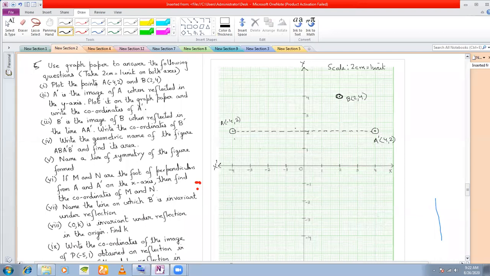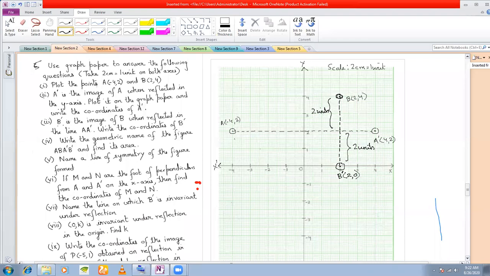So on this dotted line, what we do here is we drop a perpendicular from here and measure this distance. This distance is how much? 2 units. And from here also, you extend this line such that this length is also 2 units. So this point is the image of B, B dash. And what is the coordinates of the B dash? Since it lies on the x-axis, y coordinate is 0: (2, 0).